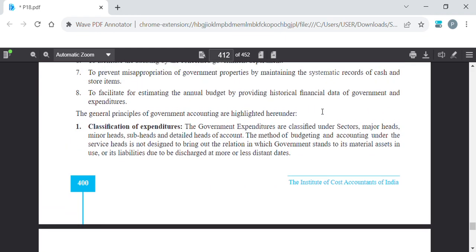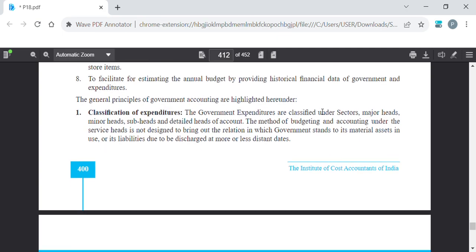Now let us come to classification of expenditure. Government expenditures are classified under sectors, major heads, minor heads, subheads and detailed heads of accounts. So how do we classify government expenditure? The method of budgeting and accounting under the service head is not designed to bring out the relation in which government stands to its material assets in use or its liabilities due to be discharged at more or less distant dates.